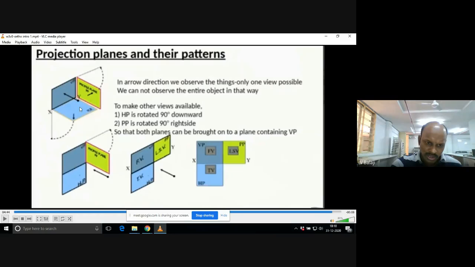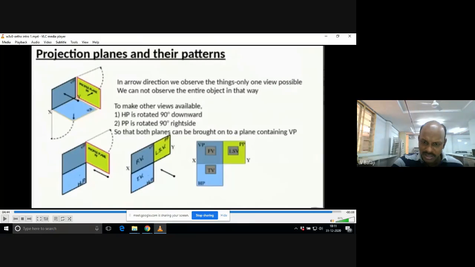Since I have rotated HP clockwise 90 degrees, it has come down. So below the front view, I have drawn the top view. Next, the side view. The side view is coming here. So I got the left hand side view. I am getting it on the right hand side of the front view.